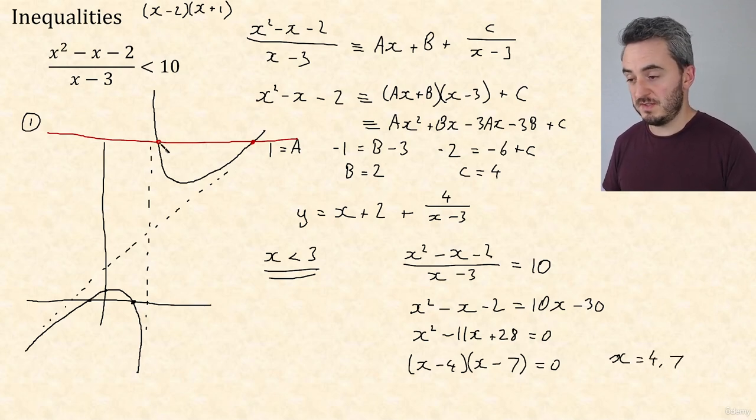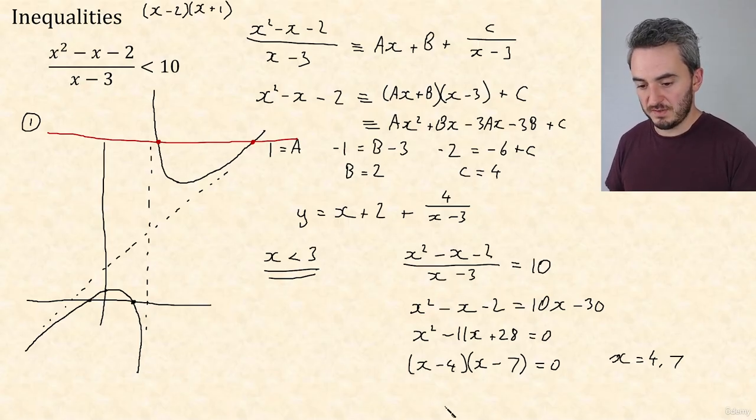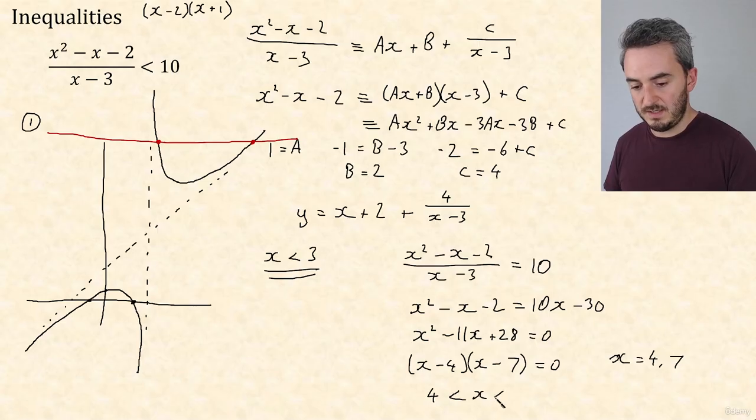And I can also see that the function is less than 10 between these 2 points. So that's going to be 4 is less than x is less than 7. Okay, I will show you the other technique now.